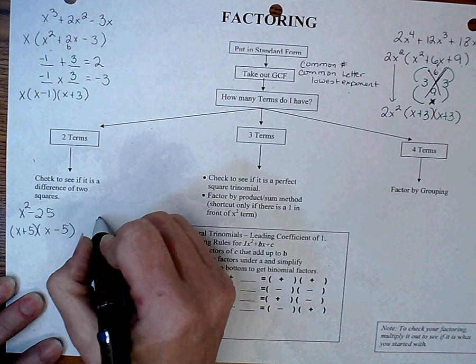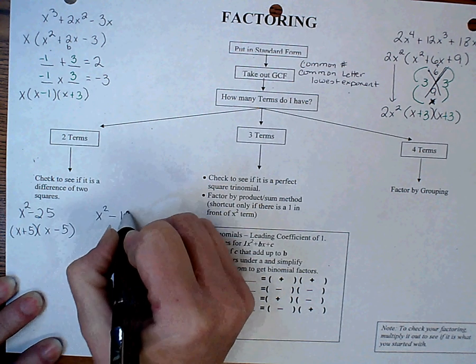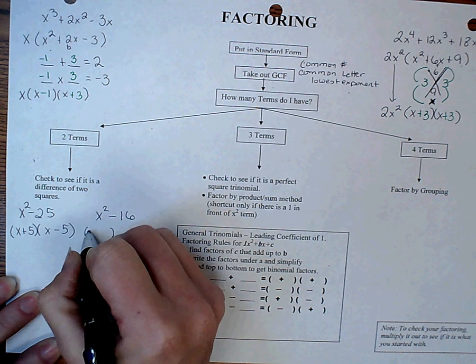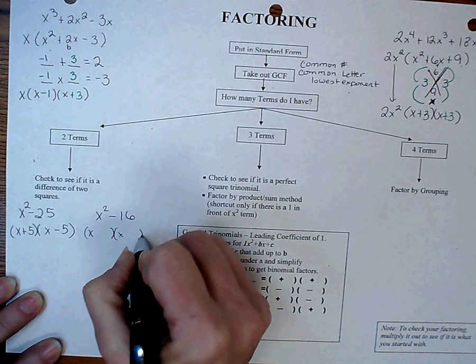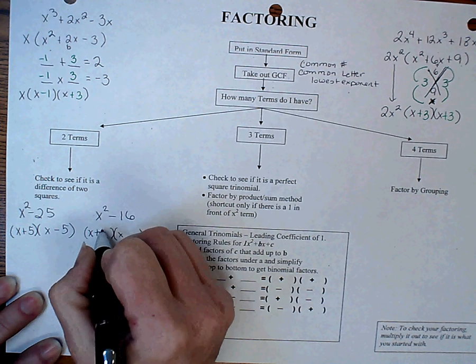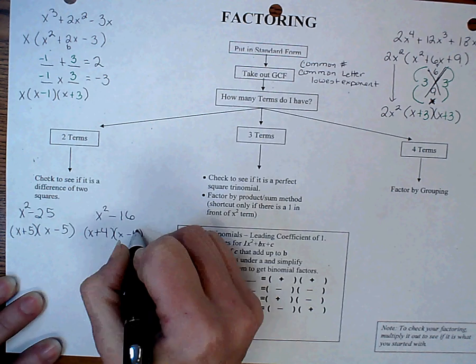Again, x squared minus 16. If I square root x squared, I get x. The radical of 16 gives me 4, and it's positive and negative 4.